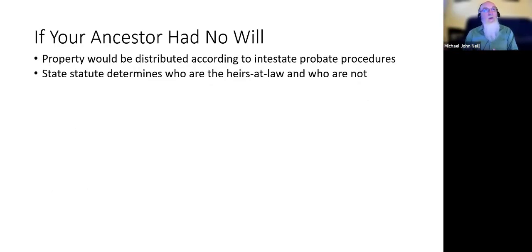If your ancestor had no will, as we mentioned before, then the property would be distributed based upon intestate probate procedures, which in the United States state statute dictates how that has to be done. And in the United States, the whole process of probate or settling up an estate is determined by state statute.